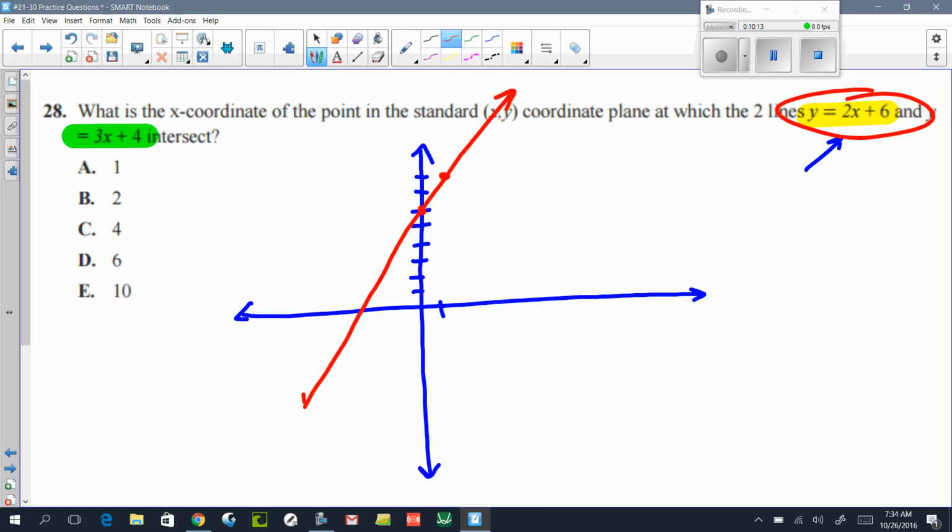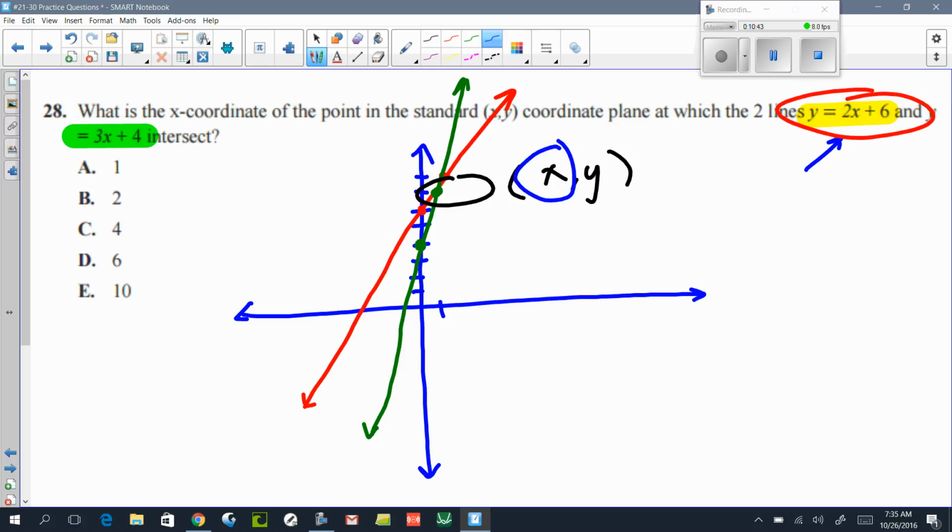in our coordinate plane. Let's sketch a quick graph of 3x plus 4. 3x plus 4 is going to have a y-intercept of 4. 1, 2, 3, 4. This is going to go up 3, 1, 2, 3, and over 1, something like this in here roughly. Now, all it's asking is what is the x-coordinate of the point at which these intersect. So we know that they're going to intersect at some x, y ordered pair, and this question is asking for that x value.